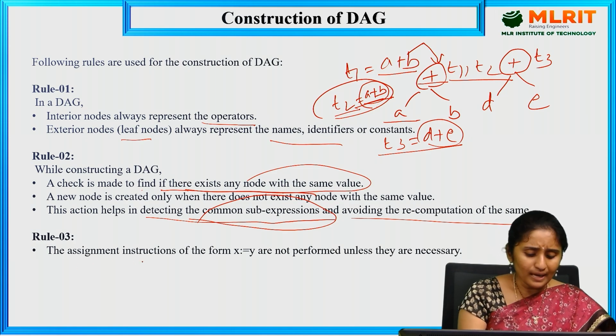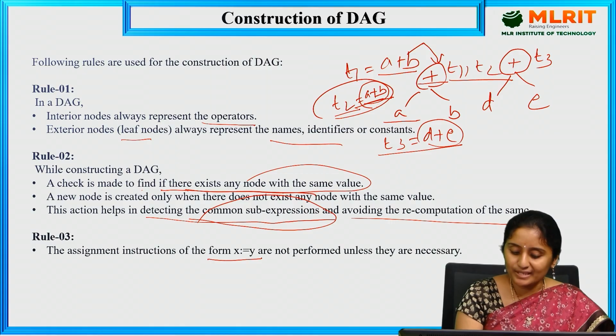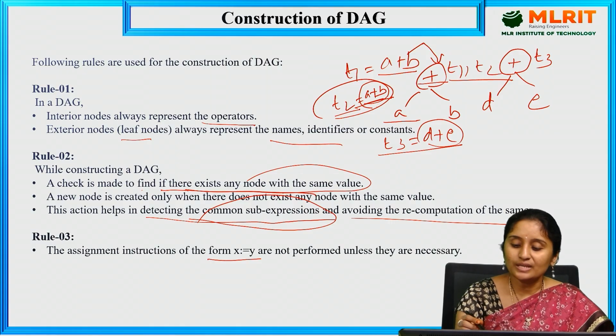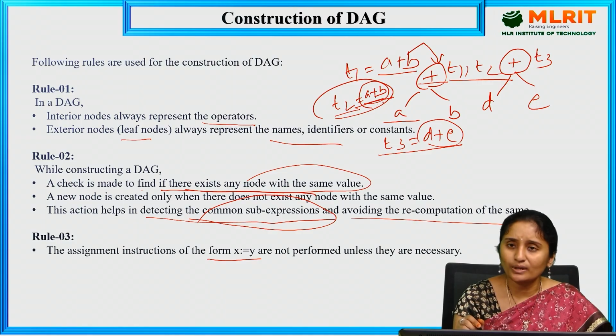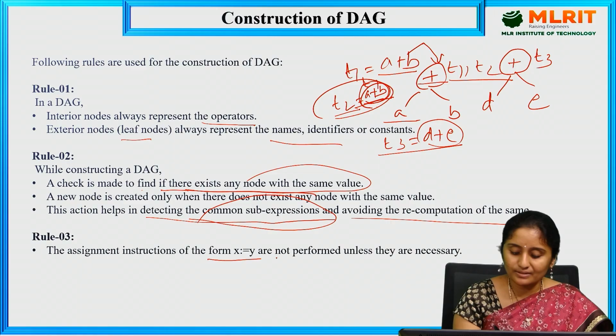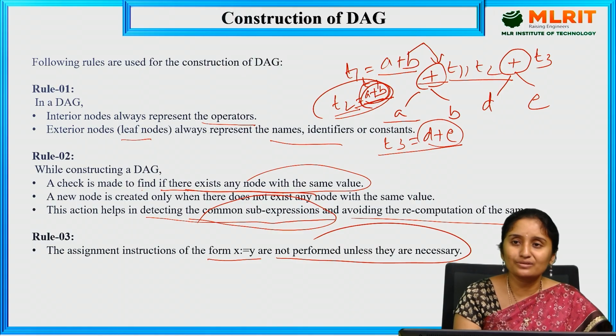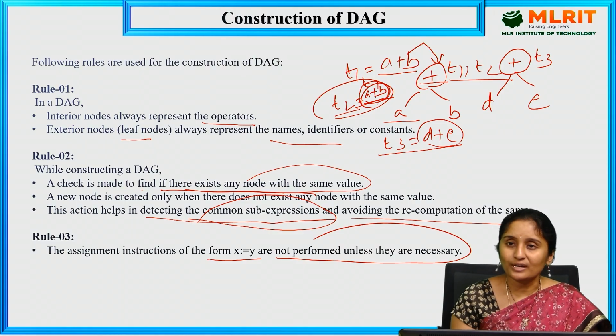Rule 3: the assignment instructions of the form x equal to y are not performed unless they are necessary. So see here, T1 equal to A plus B, T2 equal to A plus B. Instead of computing this again, can I directly use T2 equal to T1? Yes, we can use it. So these assignment instructions are not performed unless they are in use. So these are the three rules we are going to use. By using these three rules only, we are going to construct a DAG.